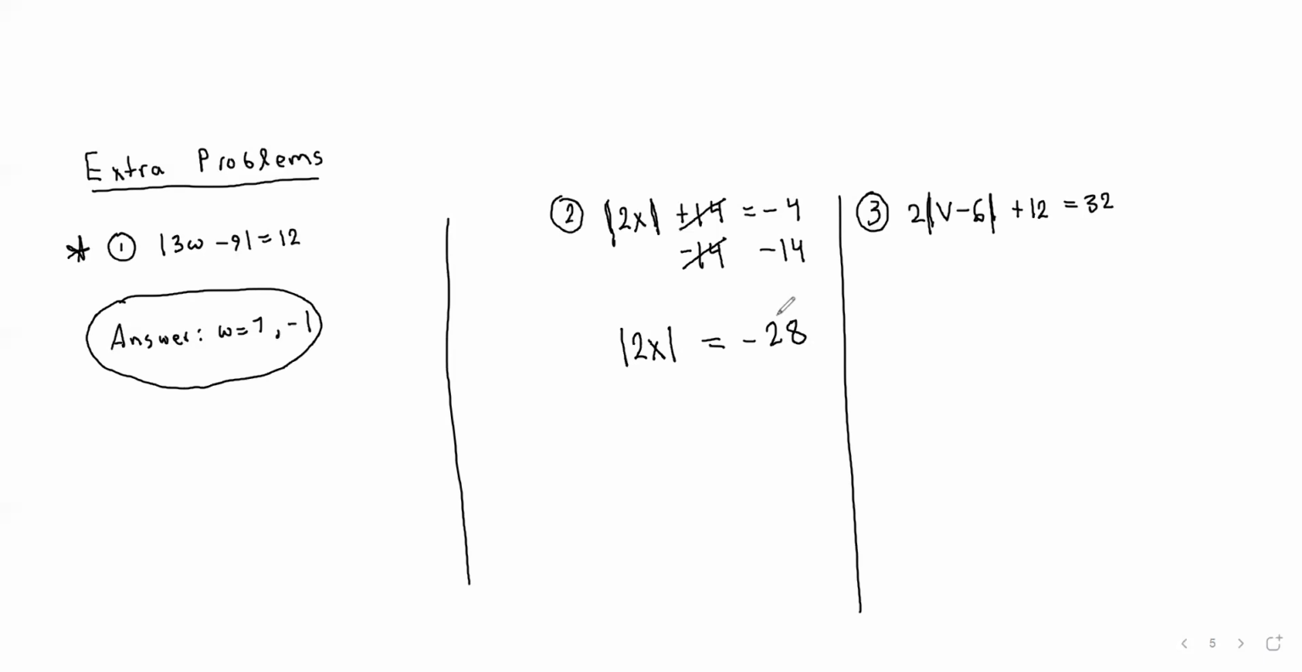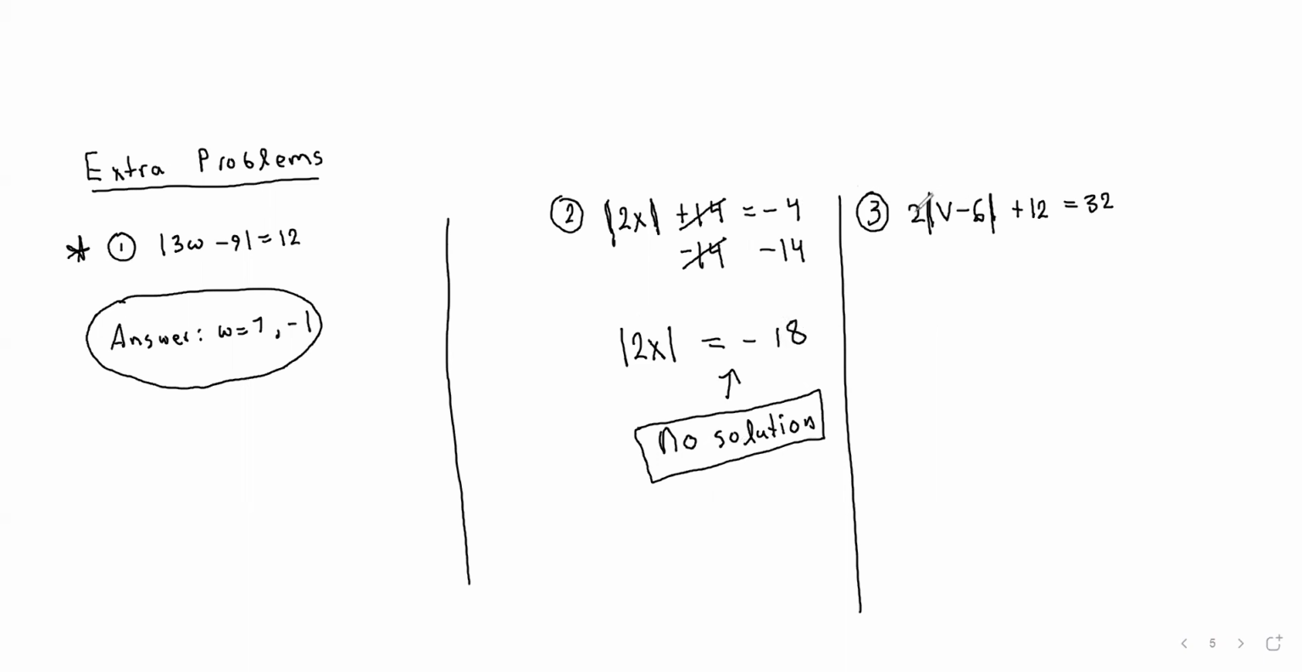And so we have an absolute value equal to a negative number. And you know from before that if an absolute value is equal to a negative number, there is no solution. So our answer for number 2 is that there is no solution because the right-hand side of the equation is negative.